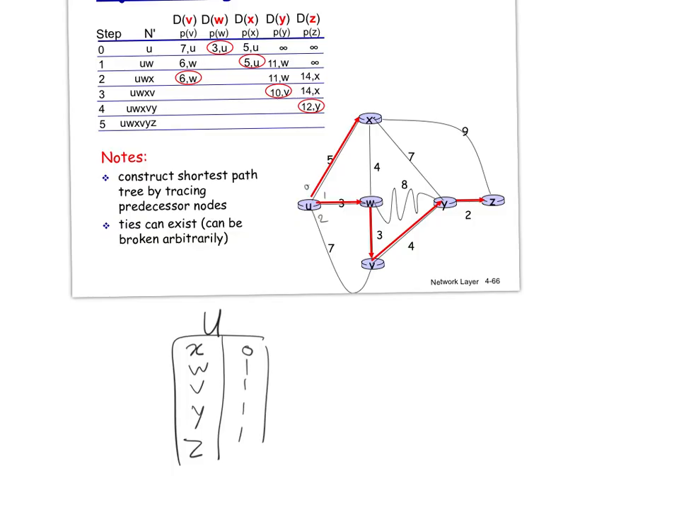Port 2 is not included at all, we don't use it. If I need to reach W, I go to port 1. If I need to go to V, I will also go to port 1. If I need to go to Y, I also need to go to port 1.